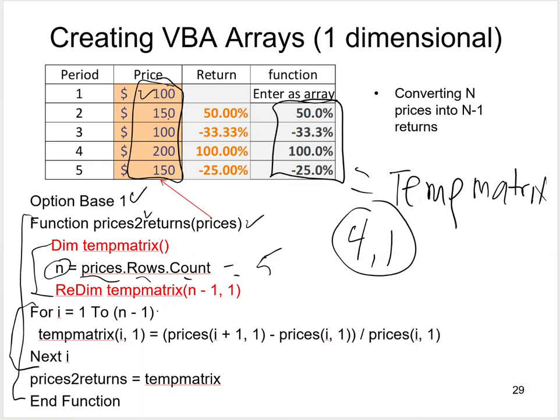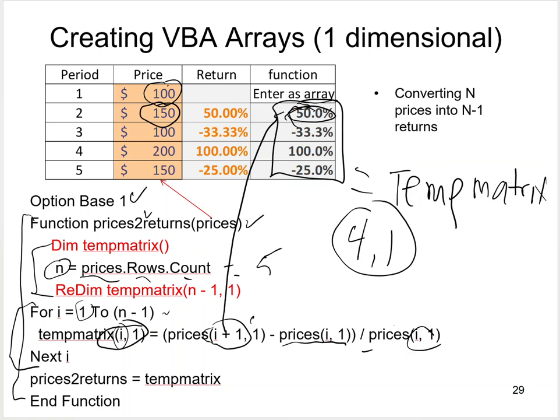For I equal 1 to 4. Temp matrix, in this case, 1, 1. So it's going to be calculating this number here. Temp matrix 1, 1 equals prices, and remember I is equal to 1, prices I plus 1, 1, the second price, minus prices I, 1, the first price, divided by prices I, 1, the first price. So it's going to take the second price minus the first price divided by the first price, and it's going to return 50%. That's what it's going to put into temp matrix 1, 1.